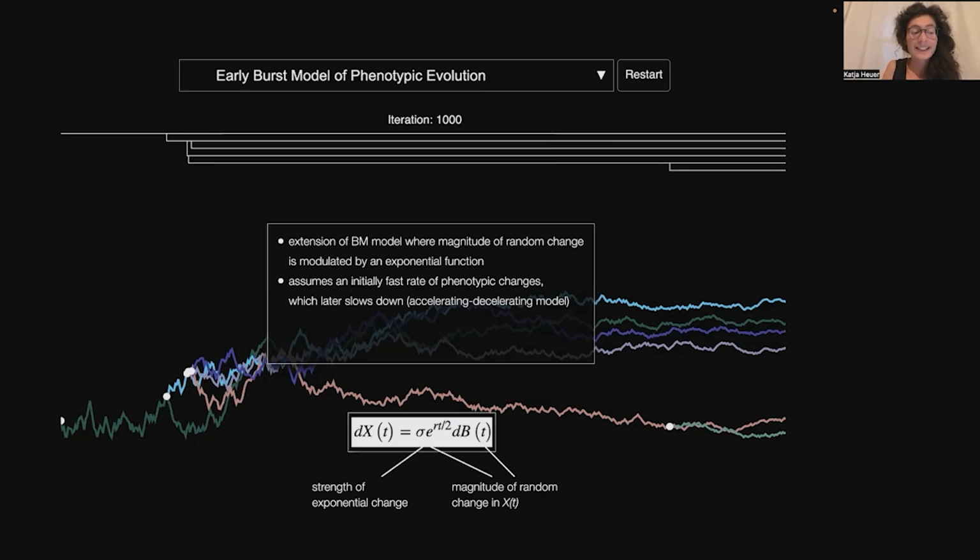And so it assumes an initially fast rate of phenotypic change, which later slows down. And it's used to model rapid diversification of species in the early stages of their evolution, followed by a slowdown in the rate of diversification. And so it's often used to explain adaptive radiations.